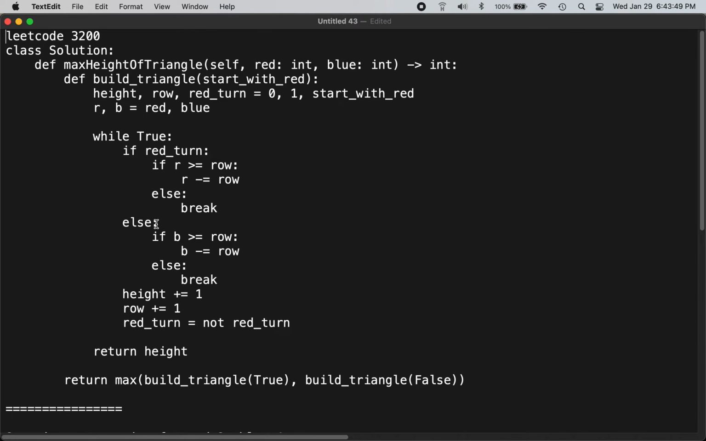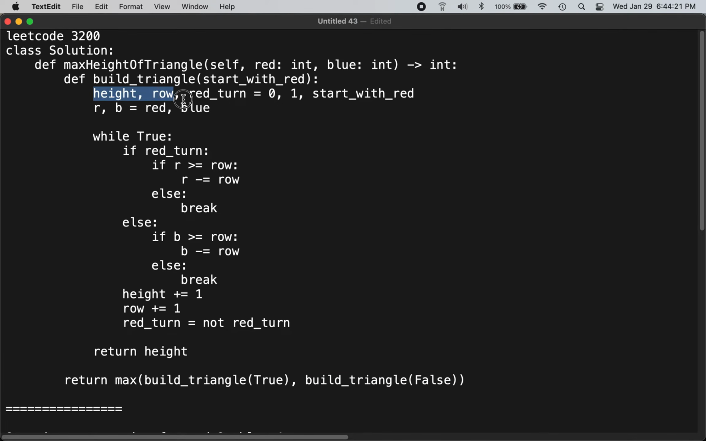You start off with a boolean that basically means whether it is red or not. You build a triangle with the first row as red, so it really does matter whether you start with red balls or blue balls. In this case you start off with blue balls. The height can be at most 1 different between starting with red or starting with blue, and so you return the max of those.